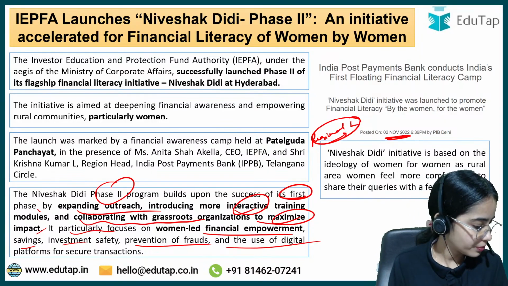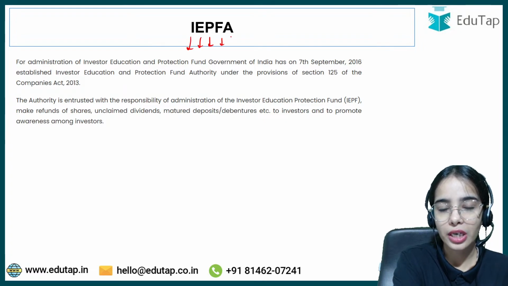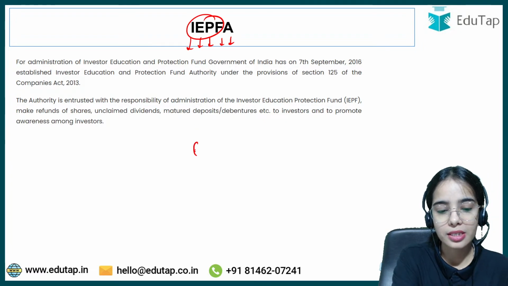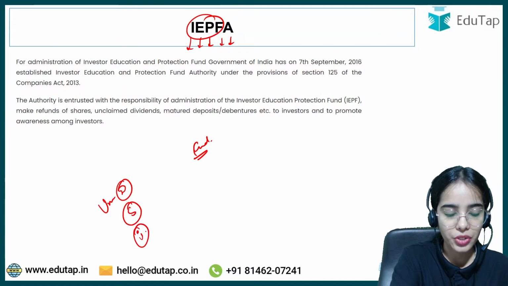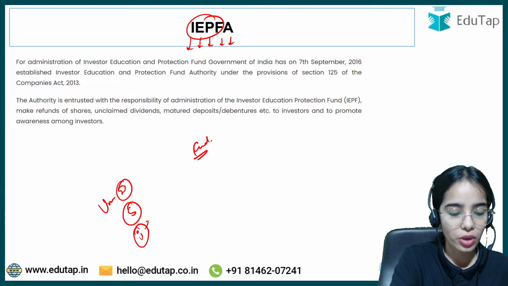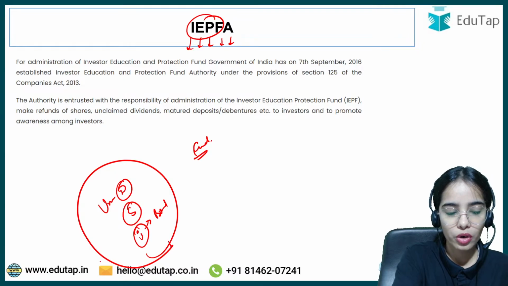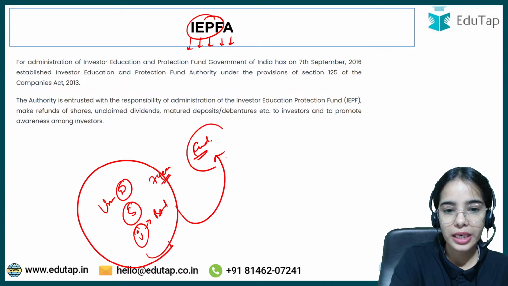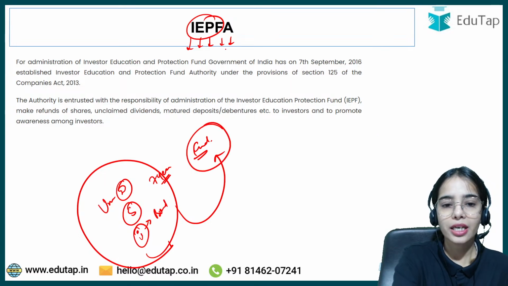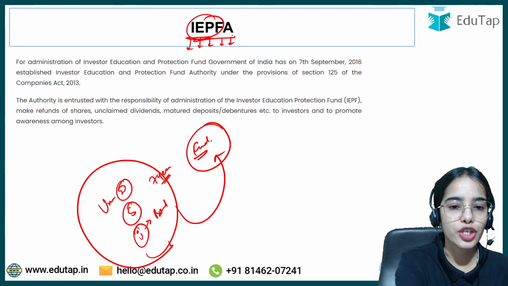Any confusion here? Basically, IEPFA is the Investor Education and Protection Fund Authority. The Investor Education and Protection Fund is the fund. If there are unclaimed dividends, unclaimed shares, unclaimed interest on bonds, or unclaimed bonds, and they remain unclaimed for 7 years or more, they go to the Investor Education and Protection Fund, which is looked after by the Investor Education and Protection Fund Authority.